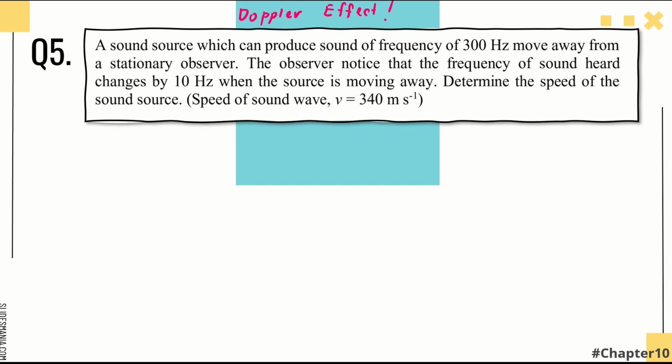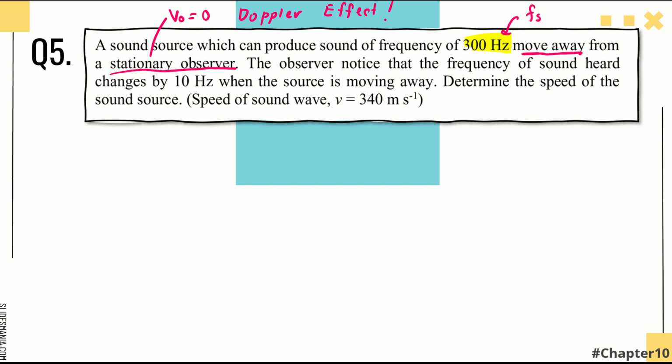We have a sound source which can produce a sound frequency of 300 hertz. So this is the frequency of the source. The sound source moves away from a stationary observer. Stationary observer means that we have VO is equal to 0.